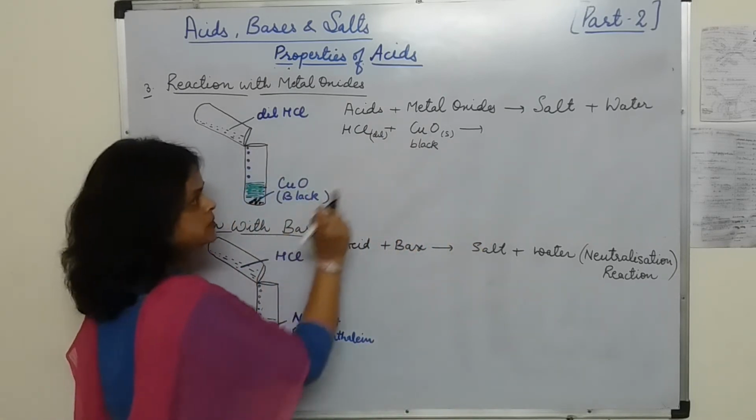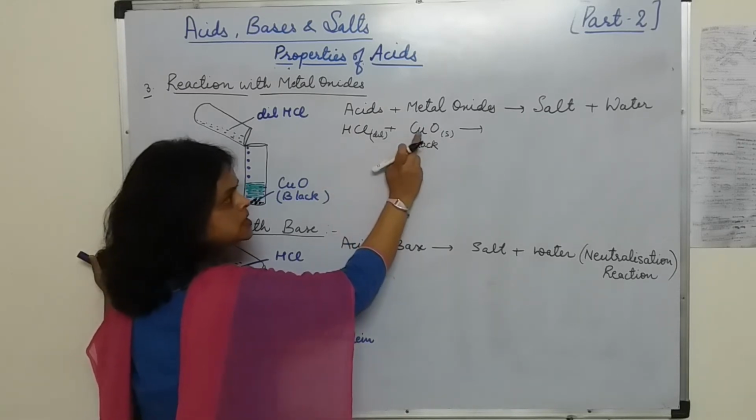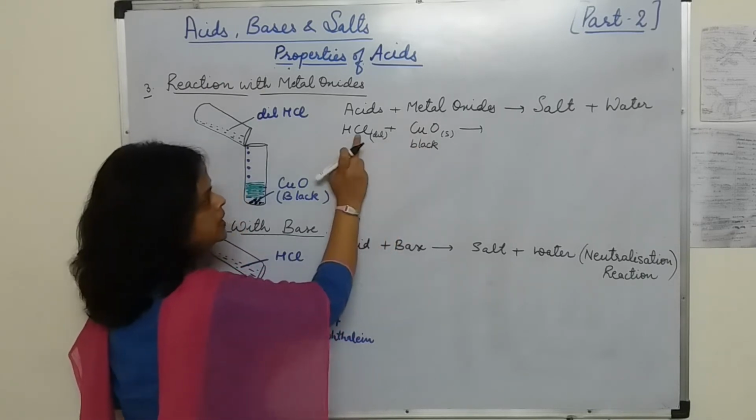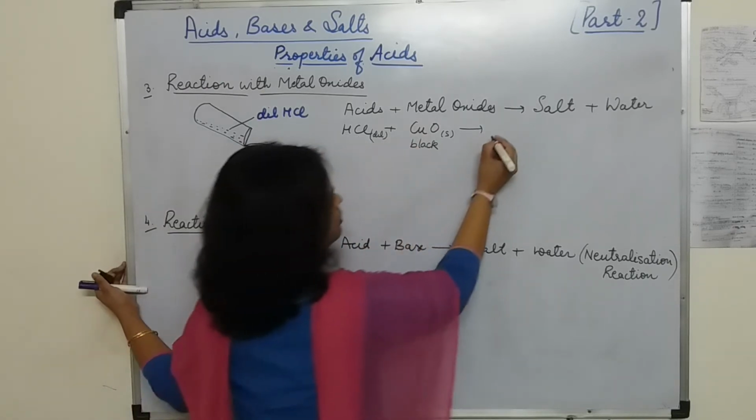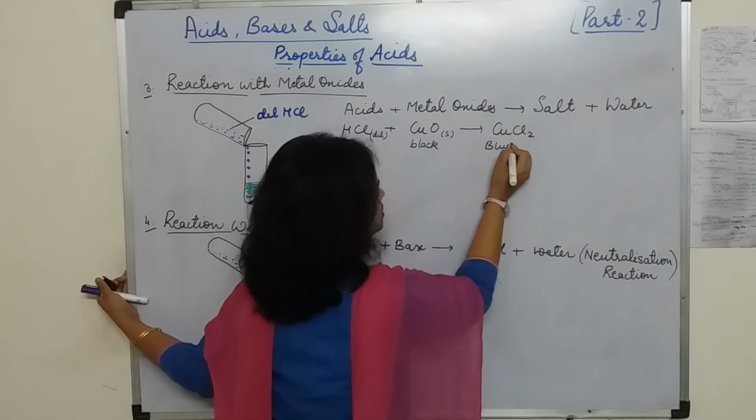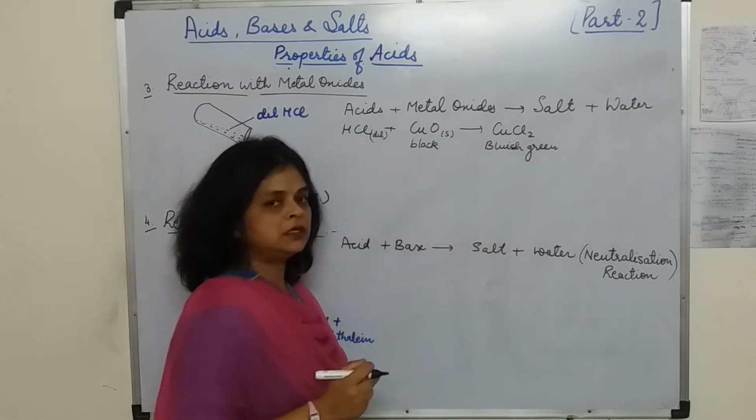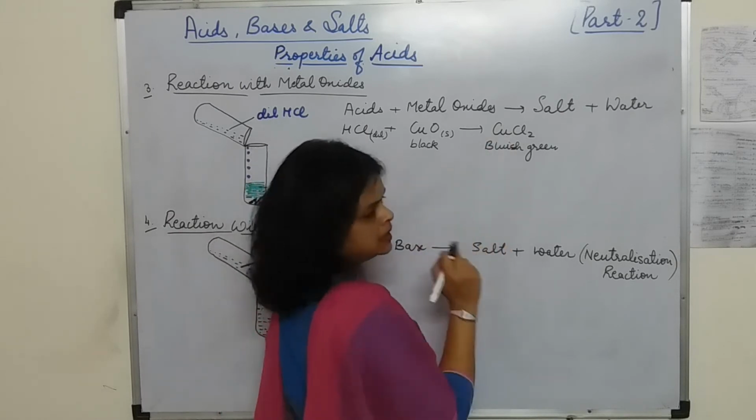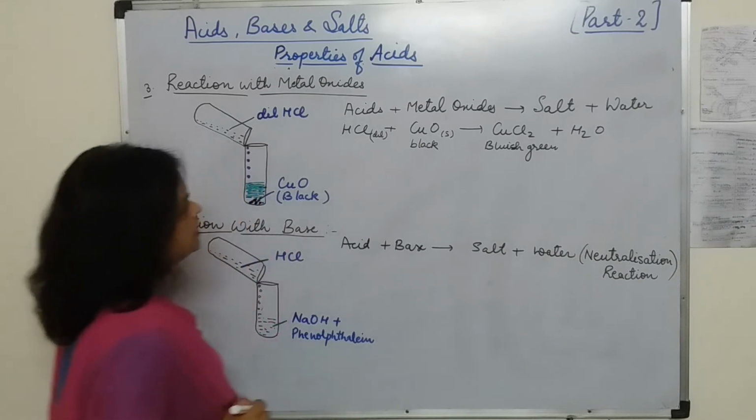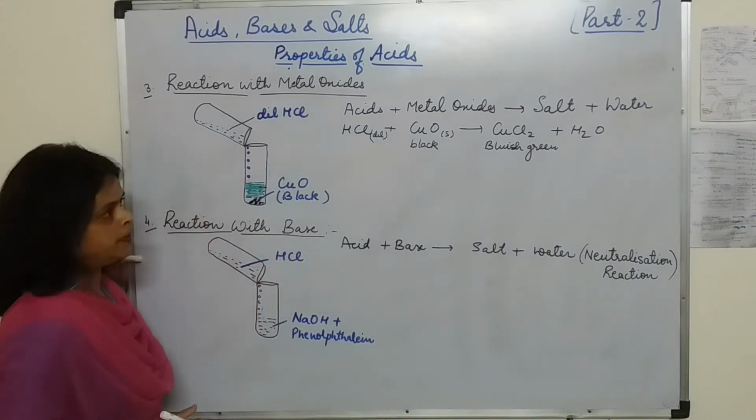Students, how do you write the formula of the salt? Copper and Cl, Cu and Cl. What is the oxidation state of copper over here? It is 2. That is the charge, it has +2 and this has -1. So the formula will be CuCl2 and its color is bluish green. And the name is copper chloride, or you can say cupric chloride, along with H2O. Okay, so we can say the color changes to bluish green due to the formation of copper chloride.